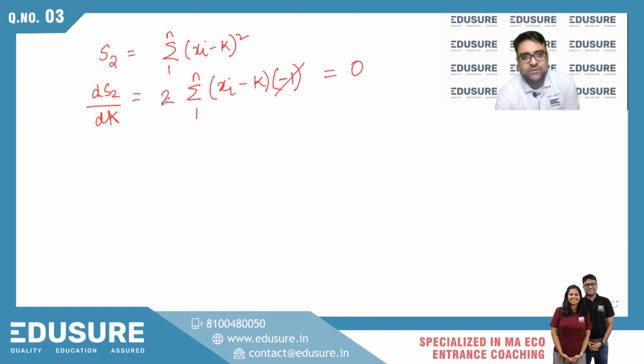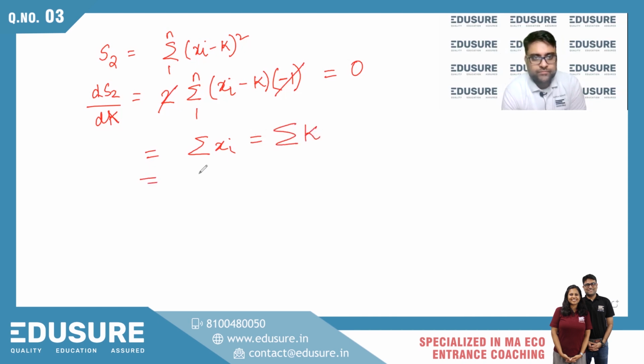The right hand side is 0, so you can easily cancel everything. What will this be? Summation xi is equal to summation k. So summation xi is equal to nk, or in other words 1 by n summation xi is equal to k. That is k is equal to x bar.